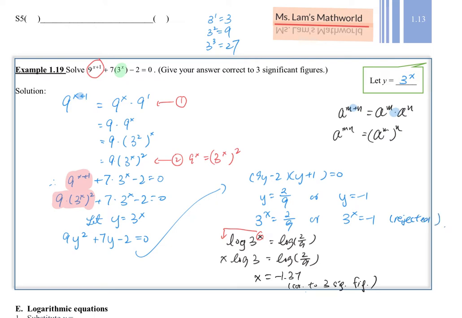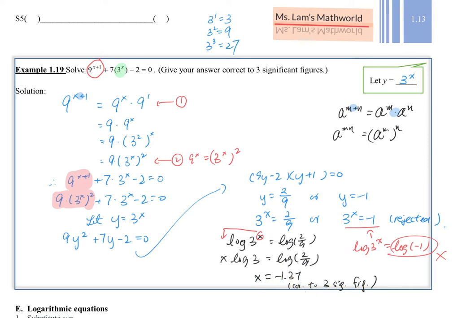Why? If we take log on both sides, suppose you take log, so log 3 to the power x equal to log -1. So check with the calculator. So this one is undefined, math error. So we will reject that answer. As a result, we only get x is equal to -1.37 as the answer.